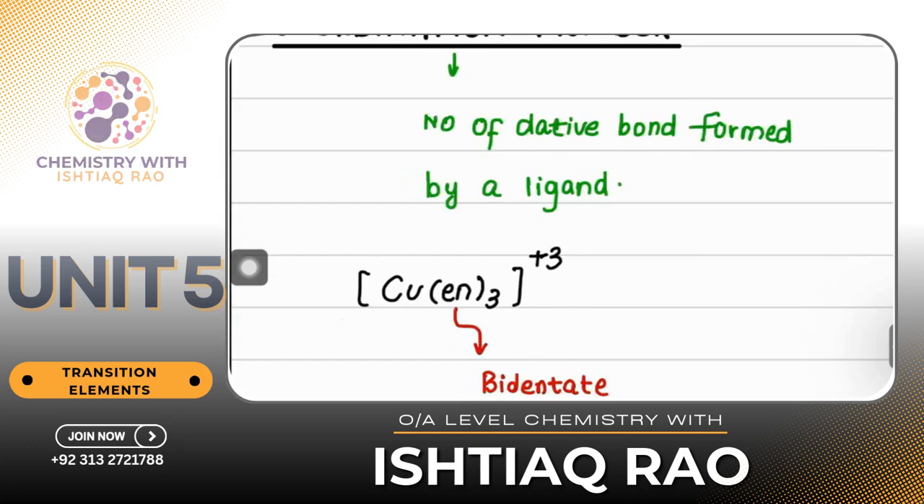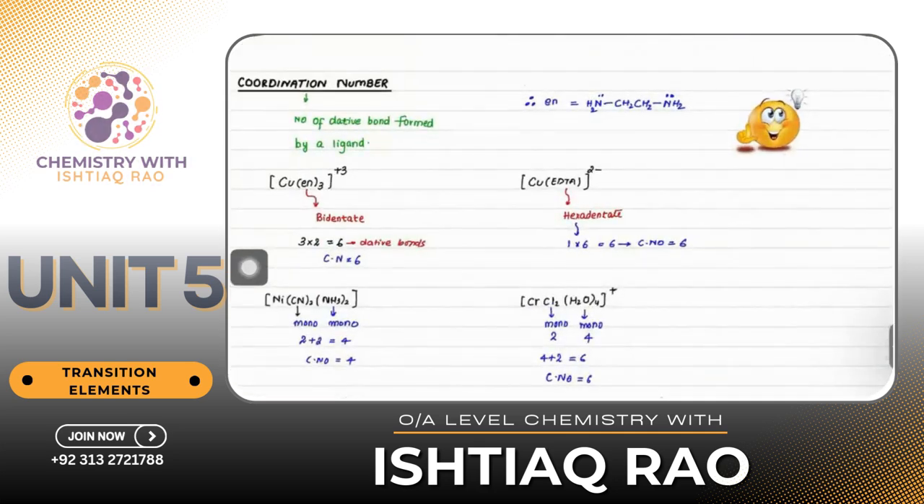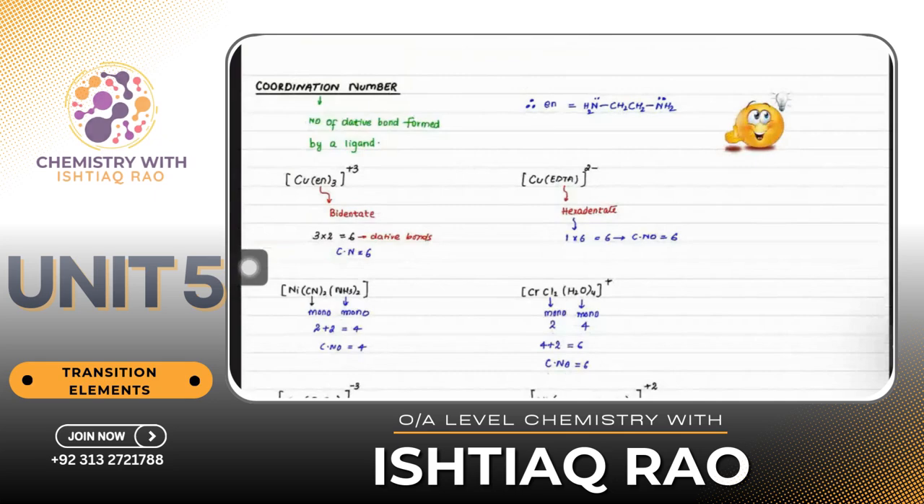Everything is fixed in this one. If the ligand makes only one dative bond, this is fixed for that ligand. We can't change it. Let's say we have C2O4 2 minus, which is a bidentate ligand. It can form two dative bonds. This is fixed. You will never see something that makes two dative bonds in one compound and one dative bond in another compound. It's not possible. Like if we have EDTA, it can form six dative bonds. So this is fixed.